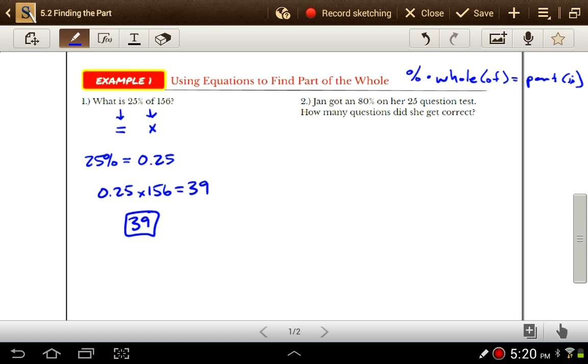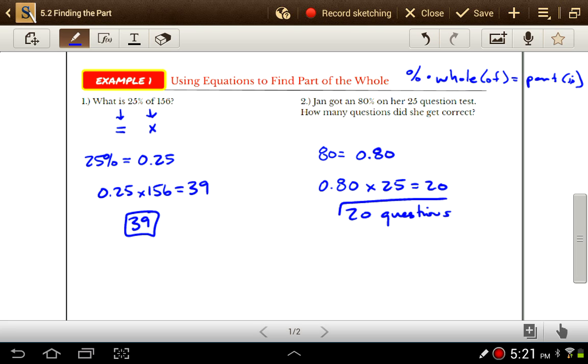In problem 2 here, Jan got 80% on her 25 question test. How many did she get correct? I'm going to take 80% as a decimal. Remember, 80% is 80 out of 100, so that's 0.80. I'm just going to take that number and multiply it by 25. 0.8 times 25 would equal 20. So my answer is how many questions? She got 20 questions correct. And that's how you're going to use an equation to find your answer. If you need to rewatch anything or copy anything down, go ahead. I'm going to move on to the next example.